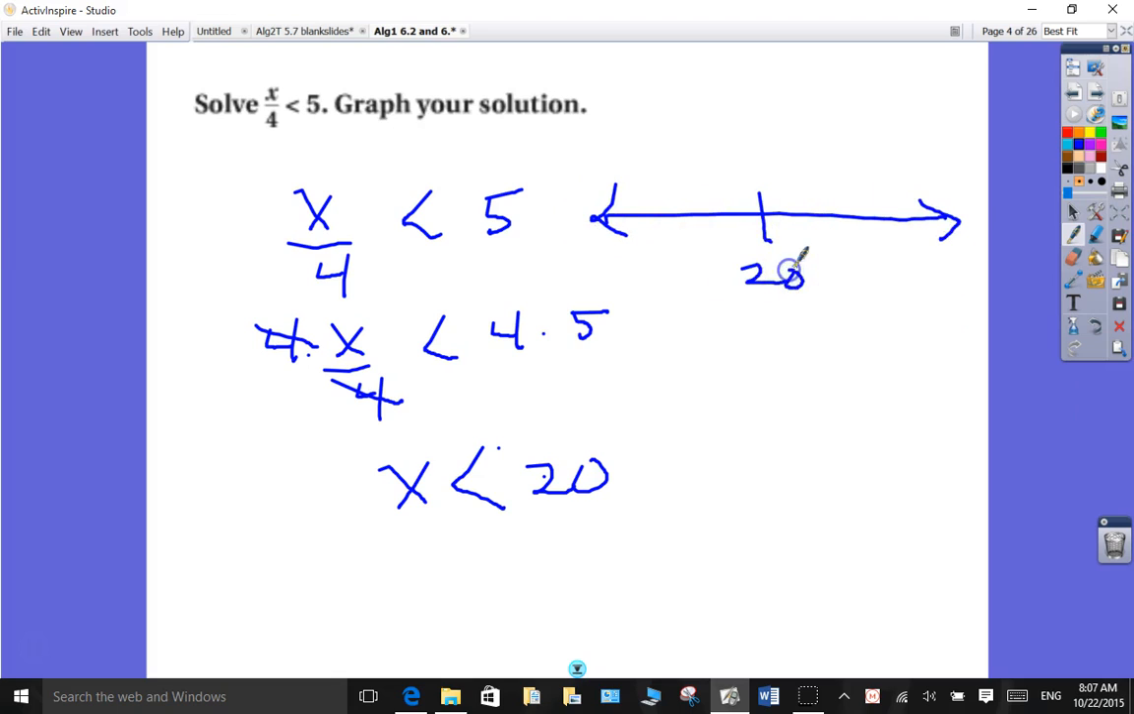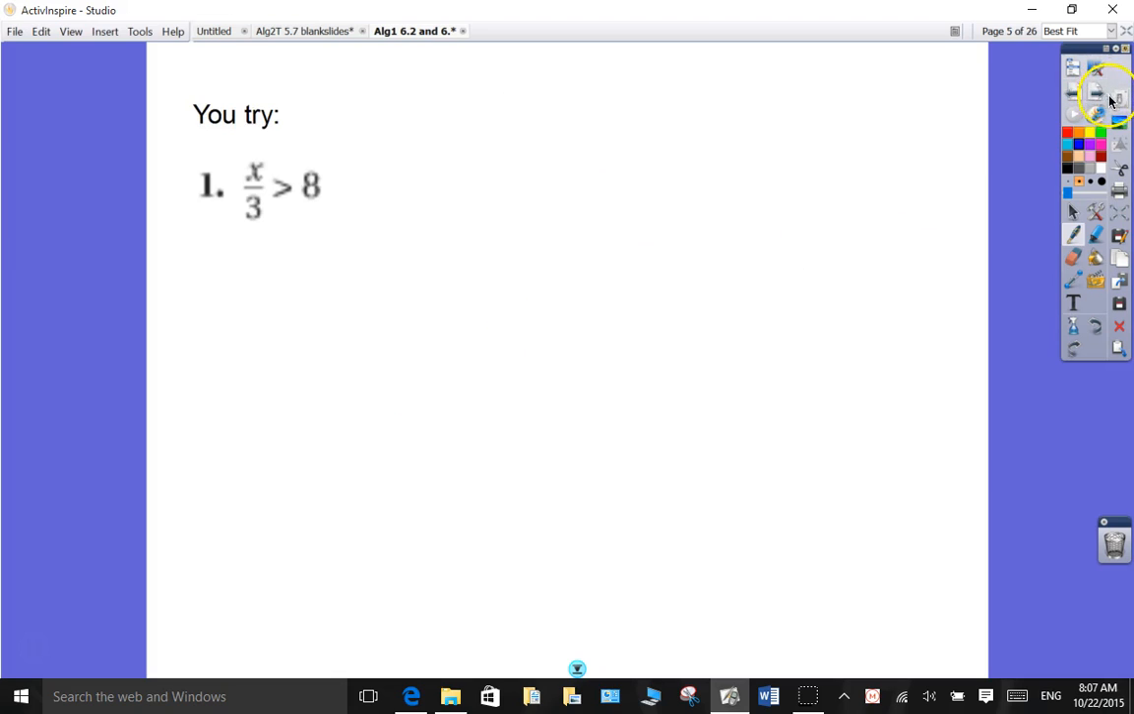20. Open or closed circle? Open. Shade to the left or the right? It says less. So on the number line, left means left. I'm going to do it like this because I'm not happy with the way that's going. So easy stuff. Too easy. So do that one. That'll be your you try. I'll give you 5 seconds. Done? Come on. This is easy stuff. Let's go. Yeah, but I can't write that fast.